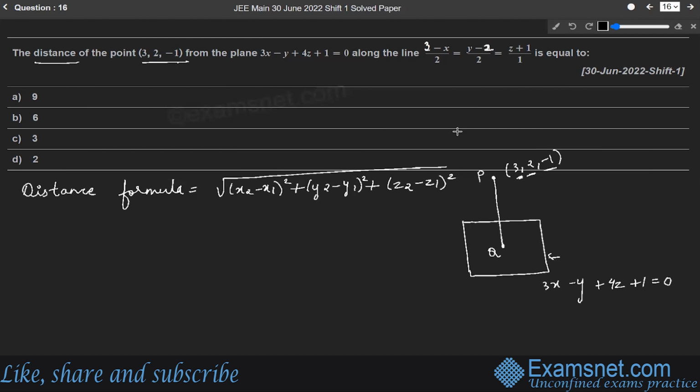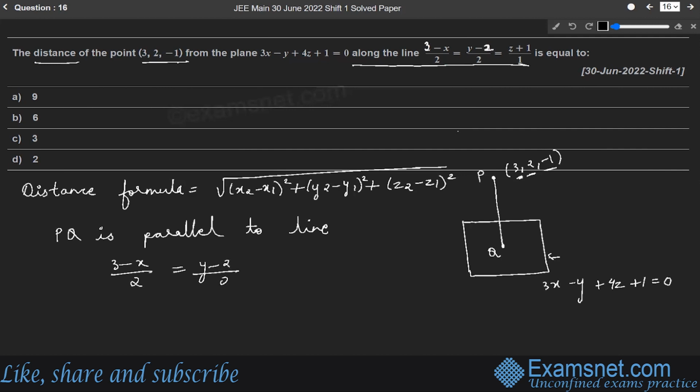So firstly, let us focus on the question. It is given that the distance of this point from the plane is along with the line. Along with the line means line PQ is parallel to the given line. What is the given line? (3 minus x) upon 2 is equal to (y minus 2) upon 2 is equal to (z plus 1) upon 1. Since PQ is parallel to the given line, the direction ratio of PQ will be equal to the direction ratio of the line. Okay. Now, how to find the direction ratio?